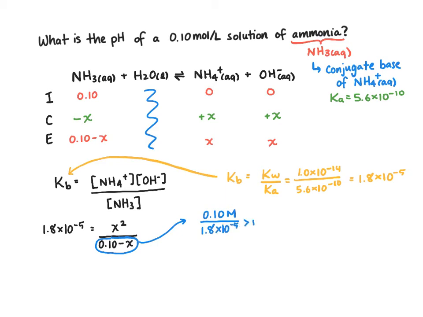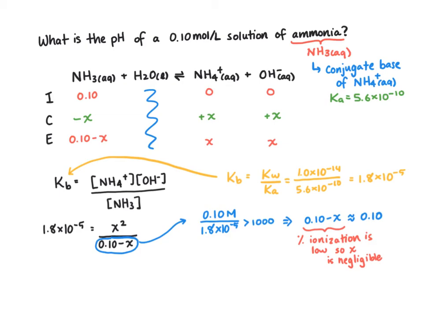If that's greater than 1,000, which it is, that tells us that we can say that 0.10 minus x is approximately equal to 0.10. So what we're saying with this assumption is that the percent ionization of ammonia is very low, so x is negligible, meaning it won't significantly change the concentration. Negligible. And so we can just ignore it to make our life a little bit easier with the math.